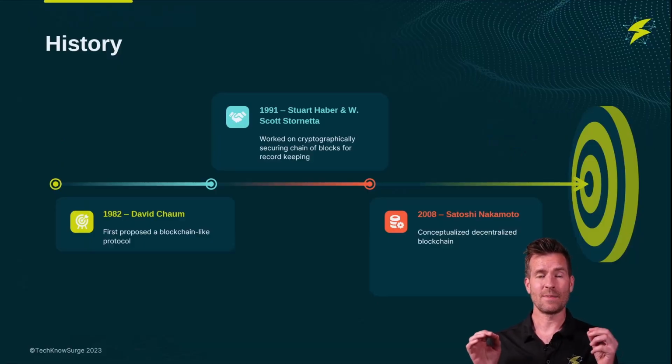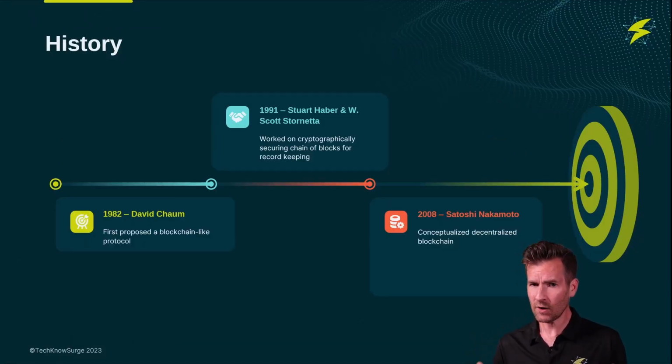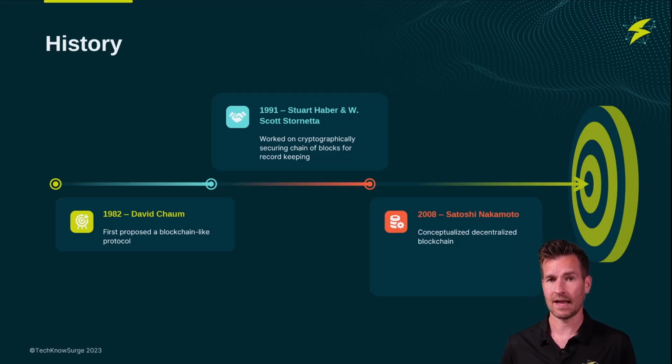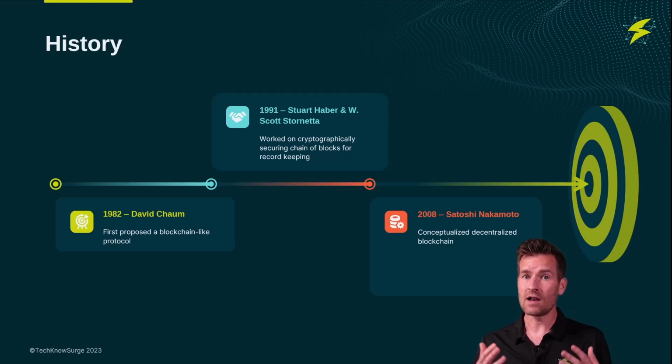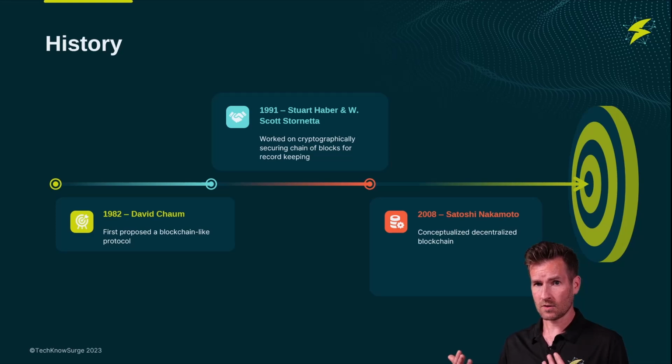Just a brief mention about the history around blockchain. It's been around for a long time, or at least the concept of it has been around for a long time. The idea is not new with cryptocurrency. Cryptocurrency is relatively new. Blockchain goes back quite a bit further. We see some of the earlier mentions of it in 1982, although it wasn't called blockchain at that point.